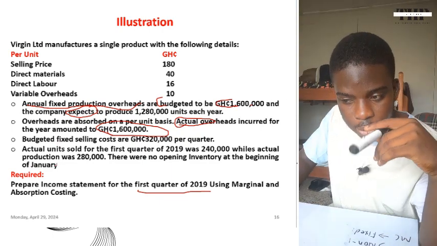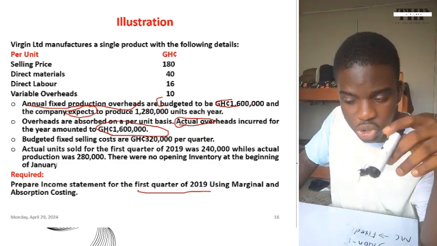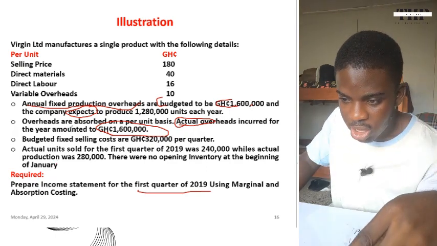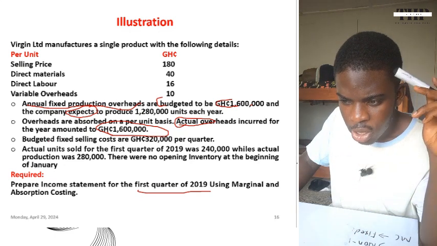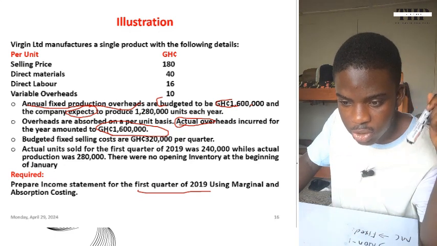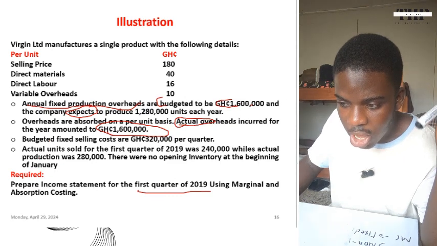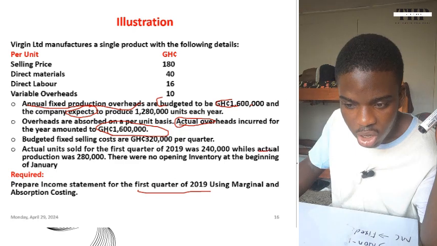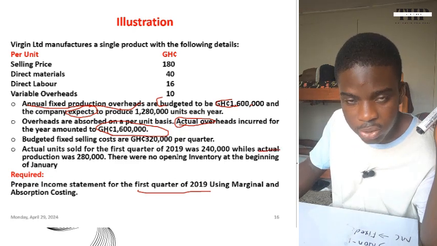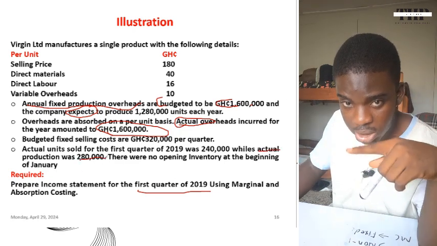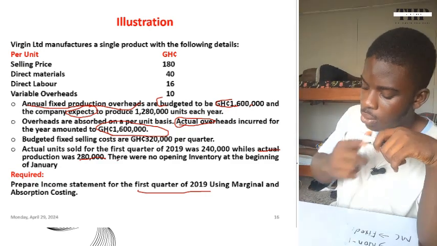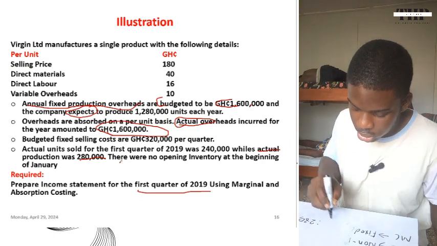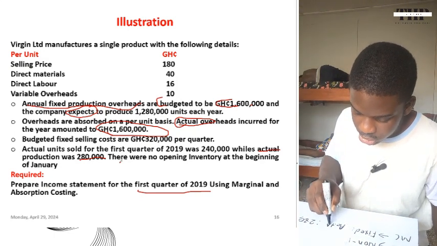Under or over absorption, realize that I was telling you that I use the second formula, the units. Actual production was 280,000. The actual production, or the actual activity level, was 280,000, right? Actual activity level.